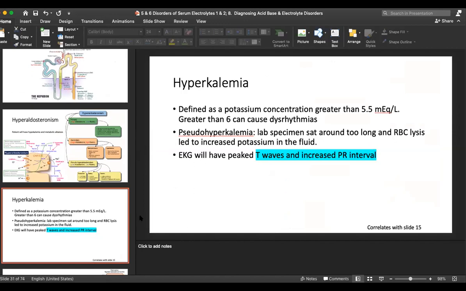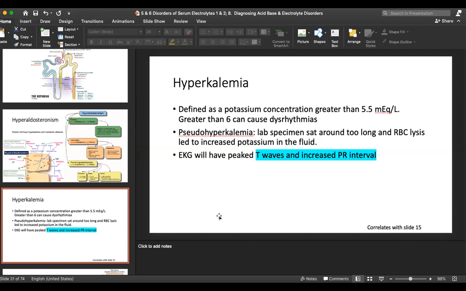Hyperkalemia. It's going to be a potassium greater than 5.5, and it can cause arrhythmias. So pseudo-hyperkalemia is not actually hyperkalemia. The patient's fine, but your blood test says hyperkalemia. So when you get that, make sure that your blood is not hemolyzed. When the blood cells break open, they're going to release potassium, and it would also decrease your glucose.